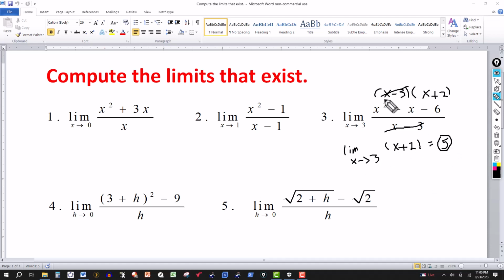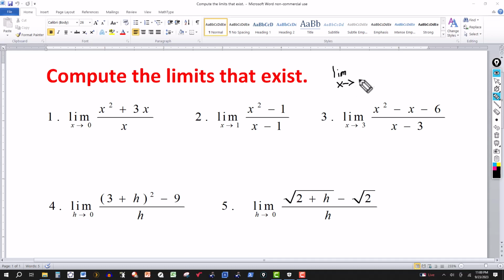That's the limit. Now, this one says compute the limits that exist. Well, in this one, they're all going to exist. So let me give you one where it doesn't exist. Say I find the limit as x goes to 5 of 3 over x minus 5.